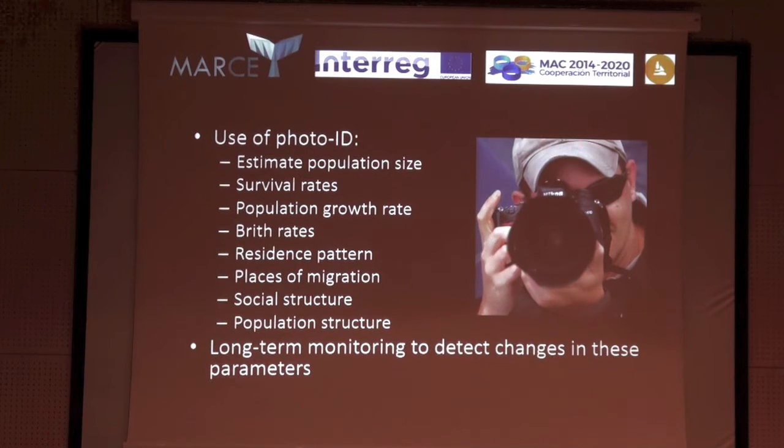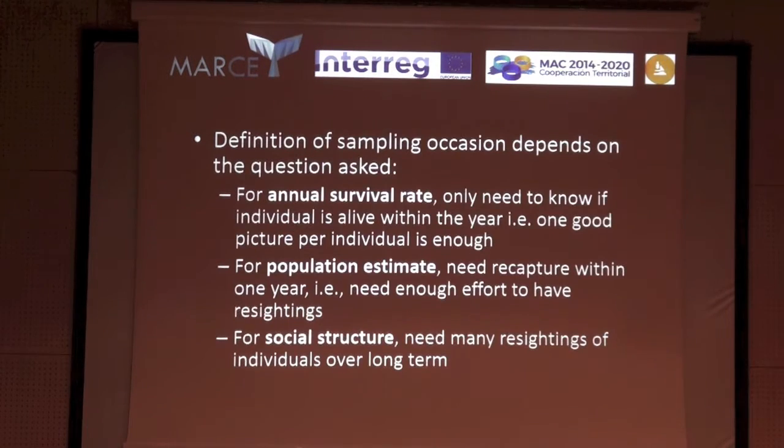So you can use photo identification to estimate a lot of different parameters. These are the main ones that have been used with cetaceans: population size, survival rates, population growth rate, birth rates, residence patterns, places of migration, social structure, even population structure. And if you have long-term monitoring plans, then you can detect changes in all of these parameters. So when I said at the beginning that it's a powerful tool, you can understand that just taking pictures of dorsal fins, you can come up with all this type of information.